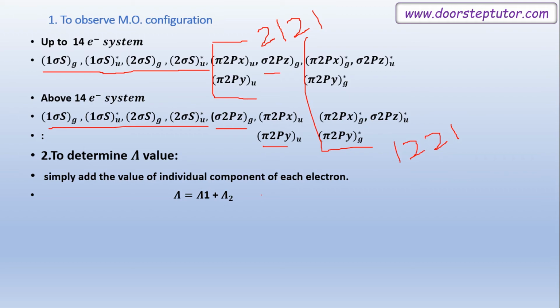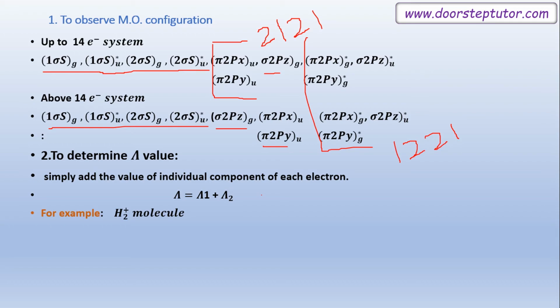If the electrons are present in a sigma orbital, the lambda value will be sigma, that is fixed. Please remember, if the electrons are present in sigma bonding molecular orbitals, the lambda value will be sigma only. Therefore, the term symbol for a sigma bonding molecular orbital and a sigma star anti-bonding molecular orbital will be sigma only. For example, here we will see the H2 molecule.